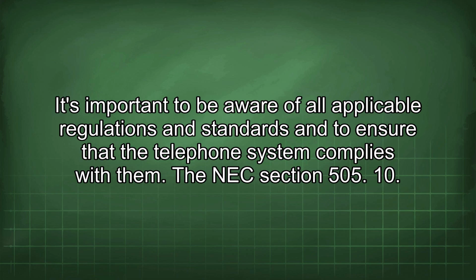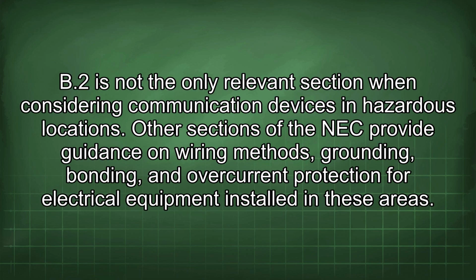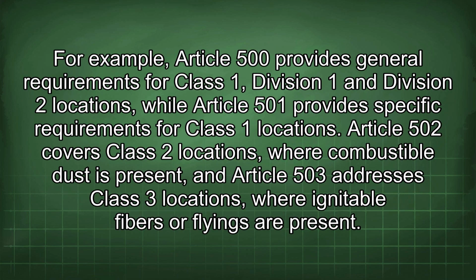The NEC Section 505.10(b)(2) is not the only relevant section when considering communication devices in hazardous locations. Other sections of the NEC provide guidance on wiring methods, grounding, bonding, and overcurrent protection for electrical equipment installed in these areas. For example, Article 500 provides general requirements for Class 1, Division 1 and Division 2 locations, while Article 501 provides specific requirements for Class 1 locations.